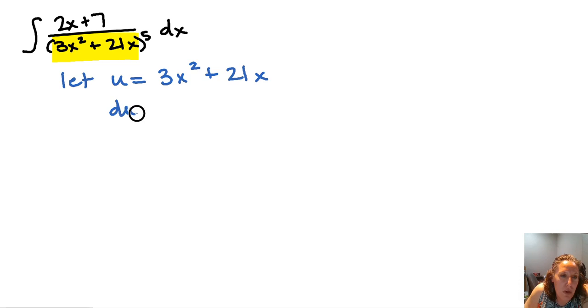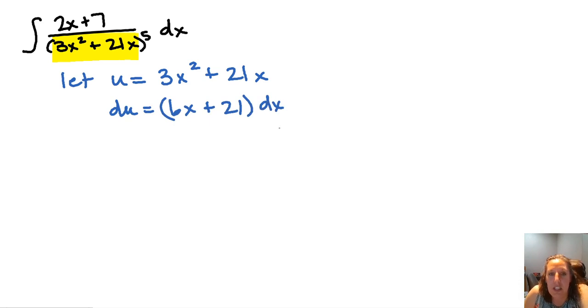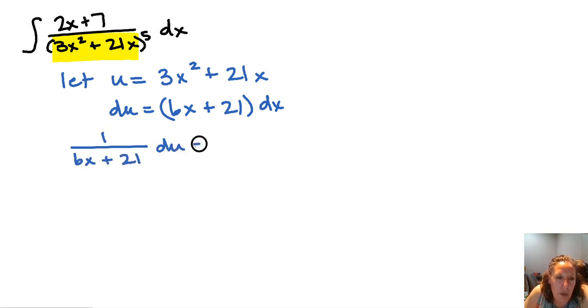And when we take that derivative, du is equal to the derivative of 3x squared, which is 6x, plus the derivative of 21x, which is 21, and then I'm going to multiply both sides by that dx. We need to get that dx by itself so that we can substitute in for it. So we're going to get 1 over 6x plus 21 du is equal to dx.